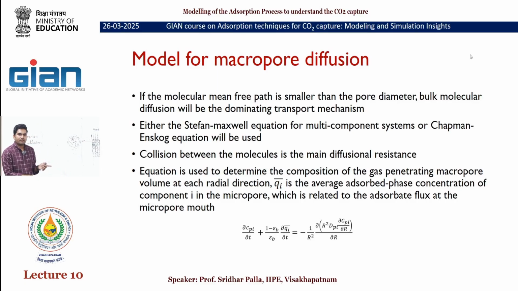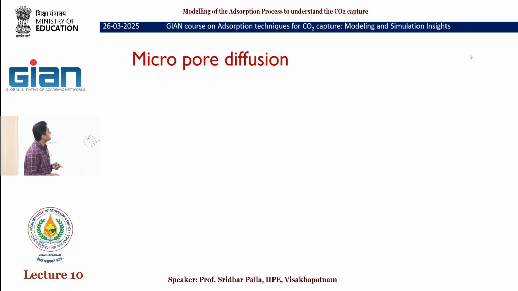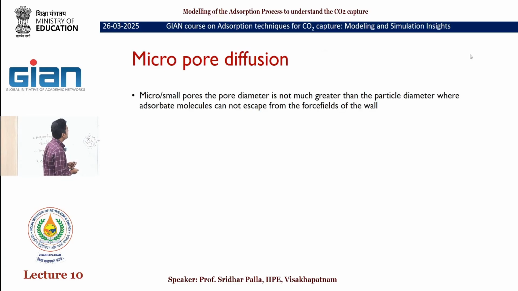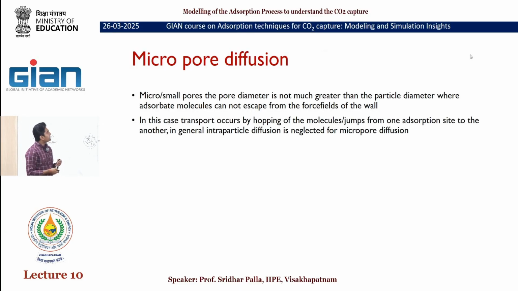Still, this is not over because the particles that are forming the pellet also contain pores. That is called micropore diffusion. The micropores are the small pores, in the range close to the size of the molecules, so that the molecules cannot escape easily. In this case, the transport occurs by hopping, by jumping from one adsorption site to another adsorption site. In general, intraparticle diffusion is neglected in this type of micropore diffusion.